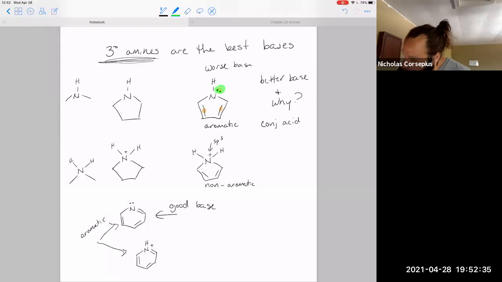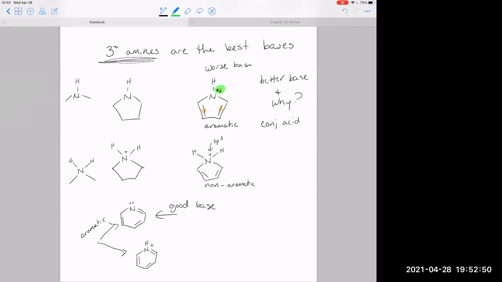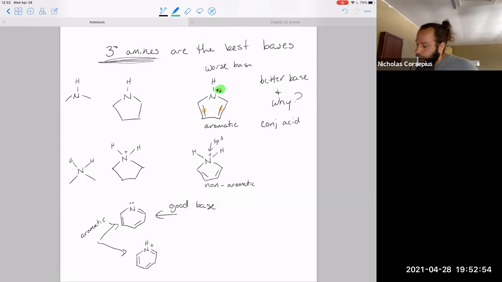Up at the top, when we were talking about pyrrole, sorry, we were talking about pyrrole. Pyrrole is aromatic because that pair of electrons is participating in that resonance within that ring. When we're talking about pyridine, this pair of electrons is not participating in resonance, so it can accept that hydrogen. You're not changing your aromaticity.